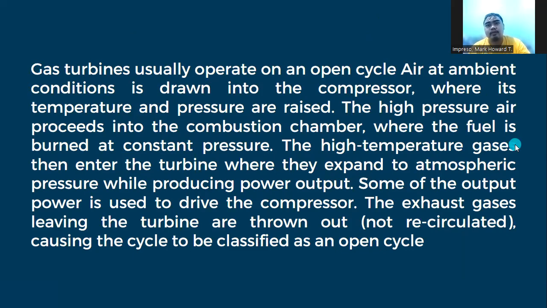Gas turbines usually operate on an open cycle. Air at ambient condition is drawn into the compressor, where its temperature and pressure are raised. The high pressure air proceeds into the combustion chamber, where the fuel is burned at constant pressure. The high temperature gas then enters the turbine, where it expands to atmospheric pressure while producing power output. Some of the output power is used to drive the compressor. The exhaust gases leaving the turbine are thrown out, not recirculated, causing the cycle to be classified as an open cycle.